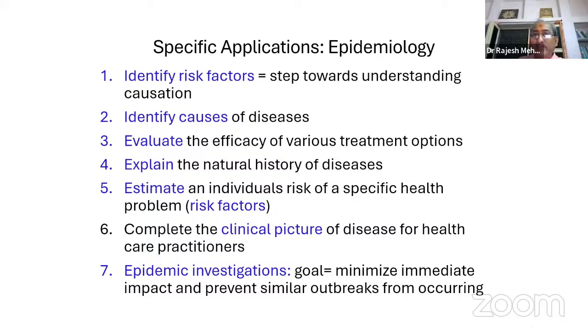There's a difference between cause and risk factor. A risk factor predisposes a person. For example, you are having vitamin A deficiency and then you are having infection. So vitamin A deficiency is a risk factor, but the infectious agent is a causal factor.